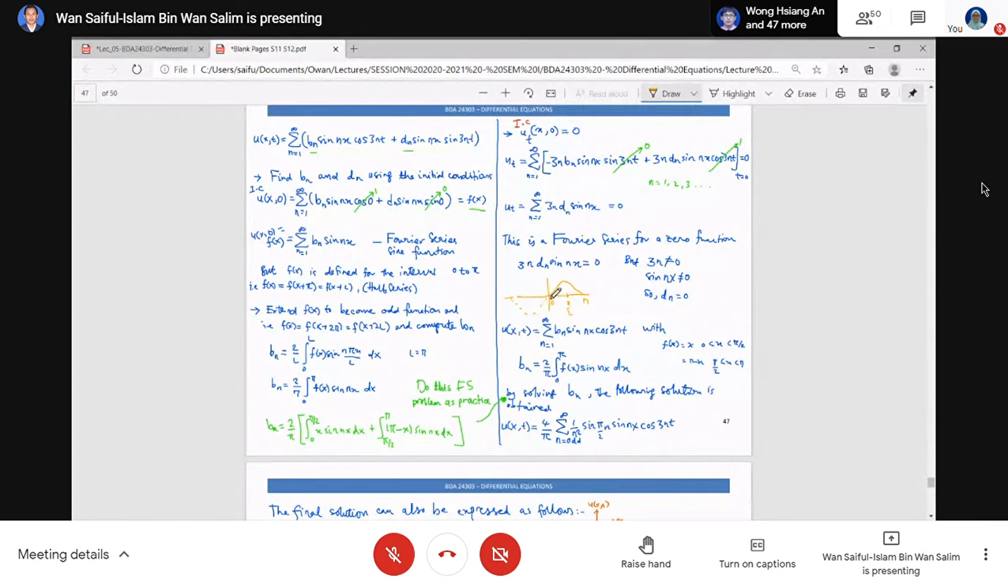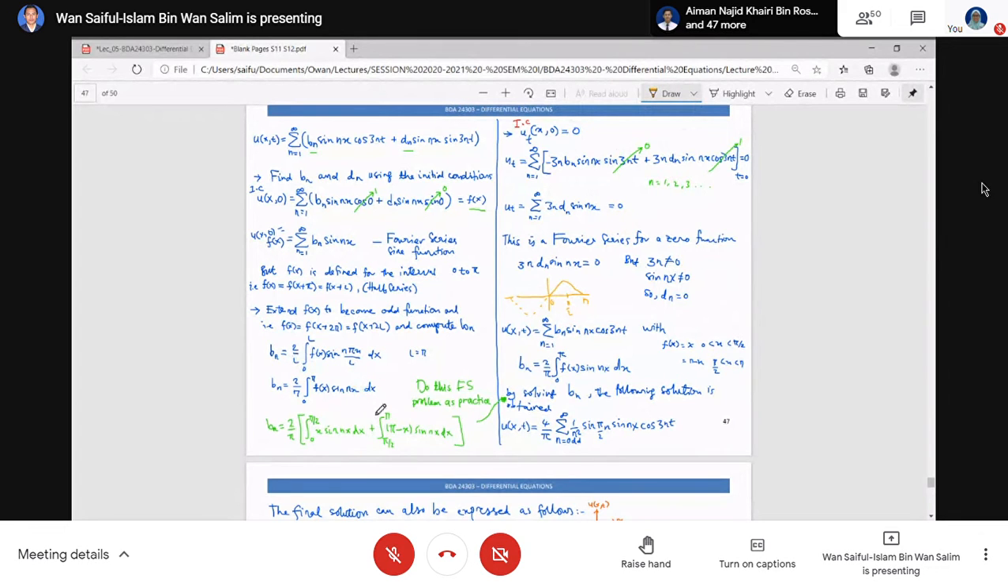Okay, so an odd function can be represented solely by a sine function. Because this is an odd function, it can be represented by a sine function. Then I go on and find b sub n, the Fourier coefficient, right? And so how do I do that?